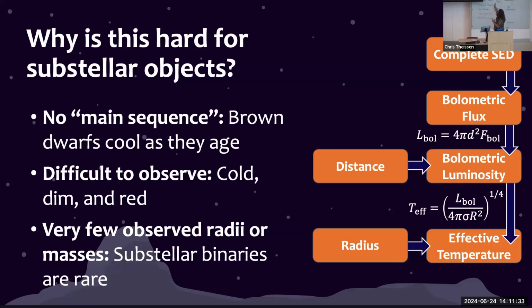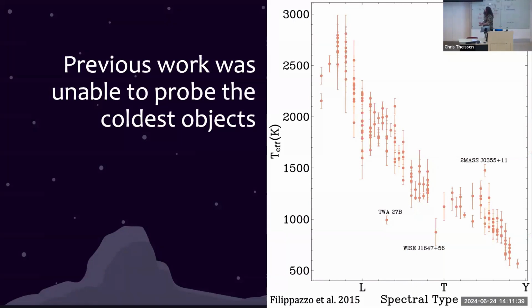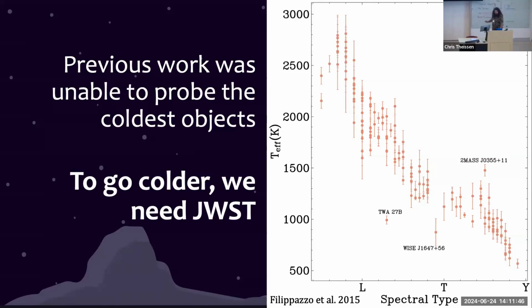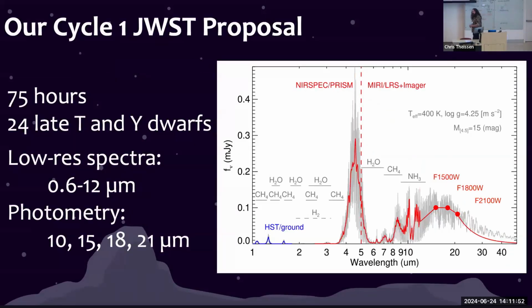And so in this talk, we're mostly going to be looking at the flux to luminosity to temperature pipeline. In that space, we have previous work that's gotten us good M, L, and T effective temperature measurements, but we've had some issues getting the colder objects. To go colder, we need broad wavelength SEDs, and for that, we need James Webb. So we put in a James Webb Cycle 1 proposal. We asked for 75 hours to look at 24 late T and Y dwarfs.